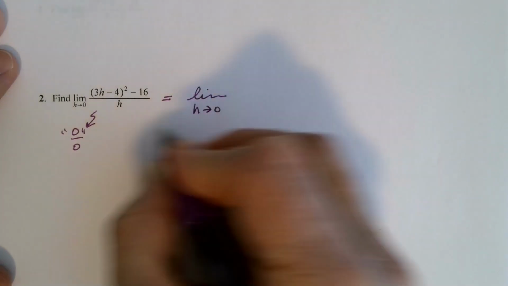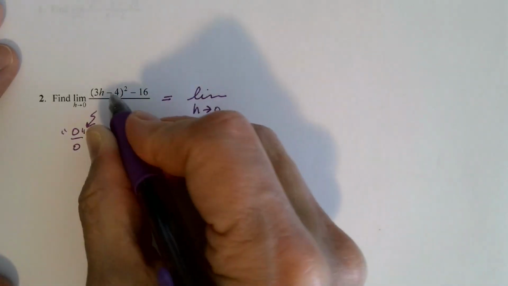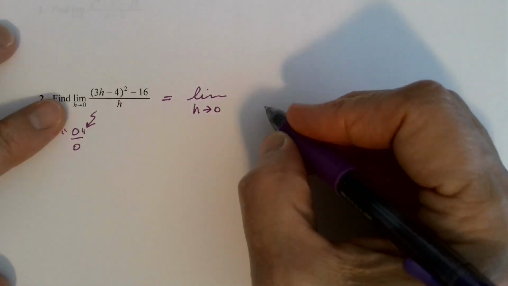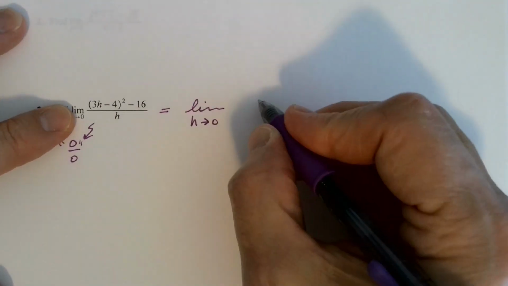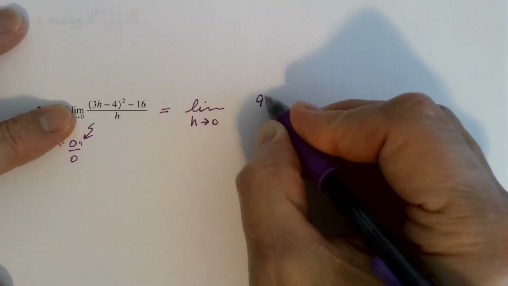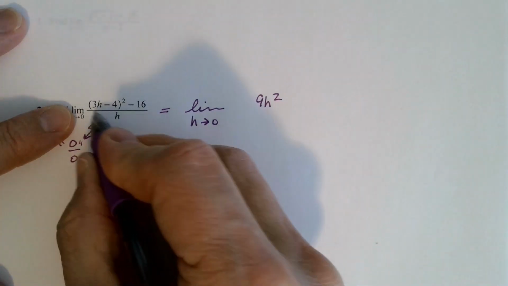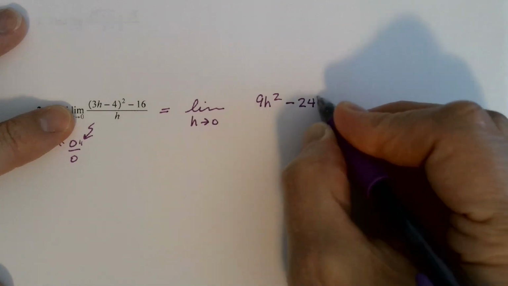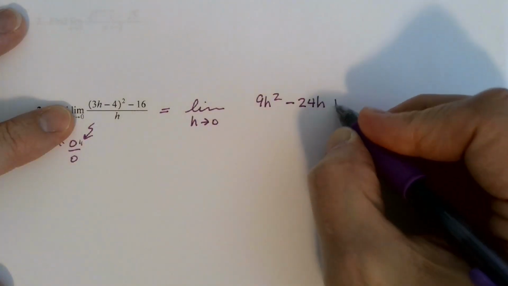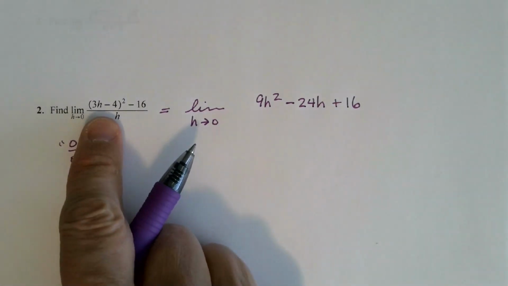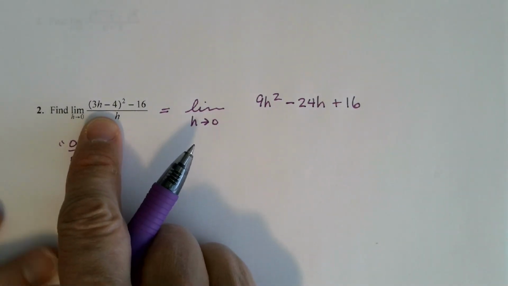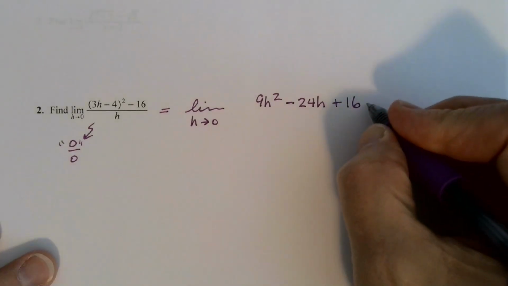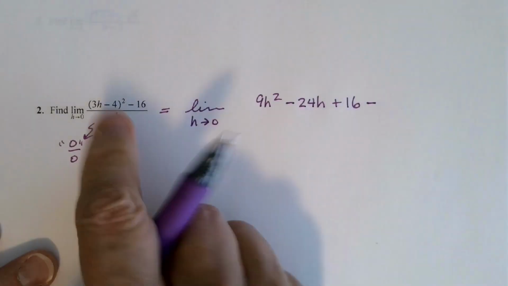So again, write the limit. You do have to write the limit each time. Now I don't factor immediately, but I can expand this. What is (3h - 4) squared? Well, 3h times 3h is 9h squared. The outer and inner terms are negative 12h, and there's two of them, so it's negative 24h. And then negative 4 times negative 4 is positive 16. So please make sure you know how to square binomials and deal with polynomial arithmetic. Don't forget our minus 16.